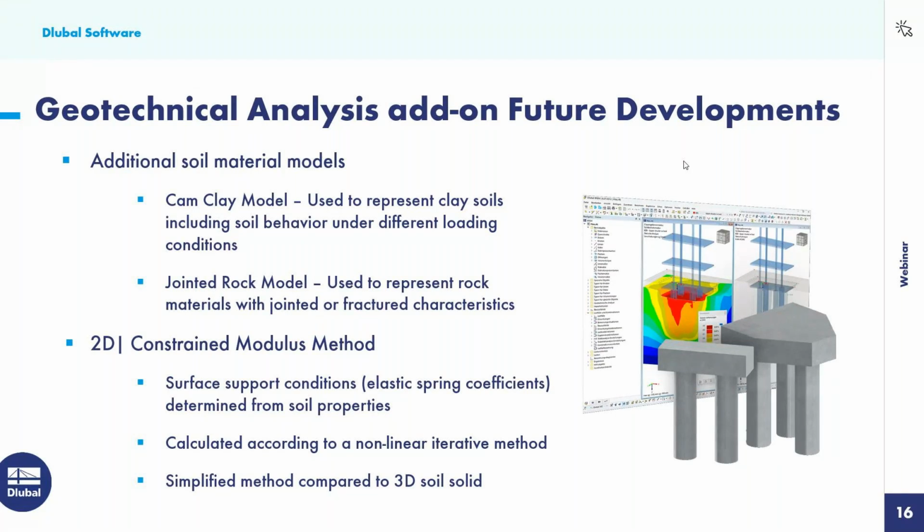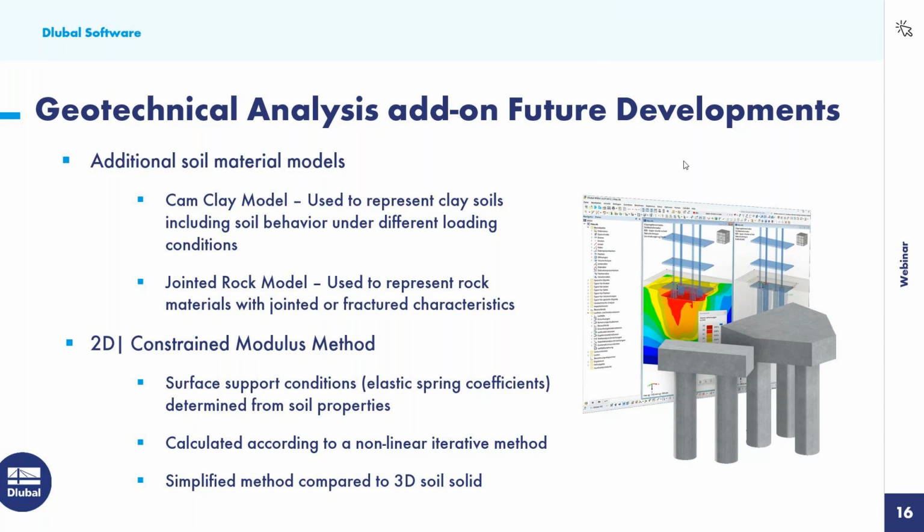The first is additional soil material models. So we are also working on the Cam-Clay model. This will be a soil material type used to represent clay soils, including this clay soil behavior under different loading conditions. We're also working on the jointed rock model. This will be used to represent rock materials with jointed or fractured characteristics. So you can keep an eye out for that in a future release with this add-on.